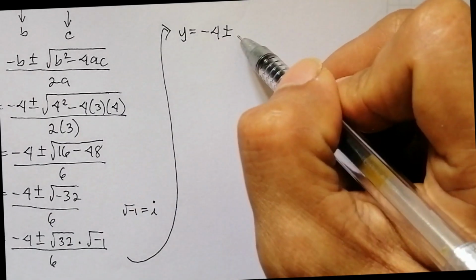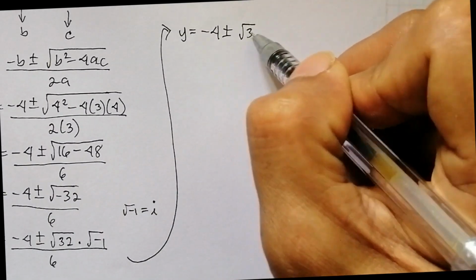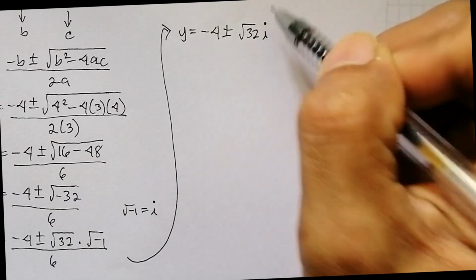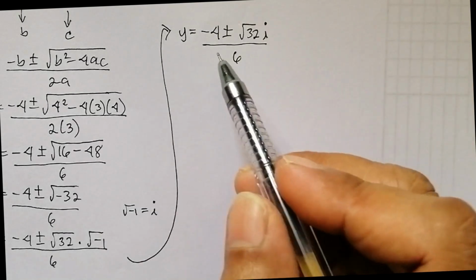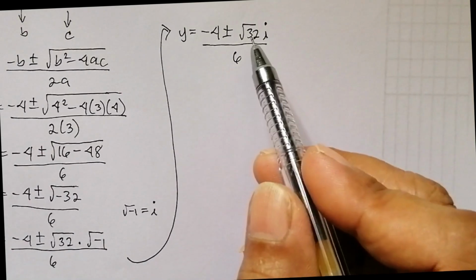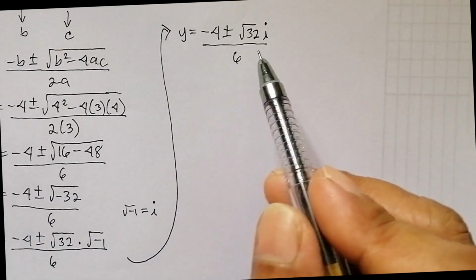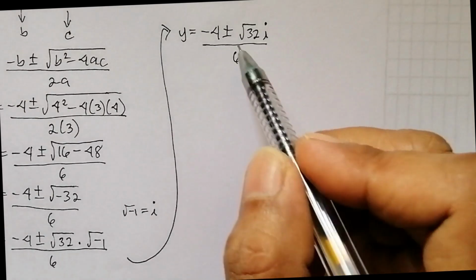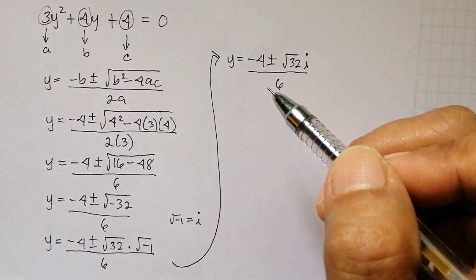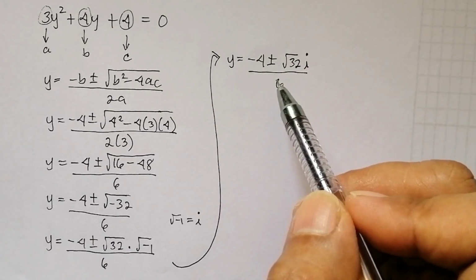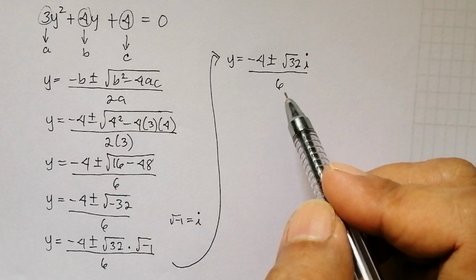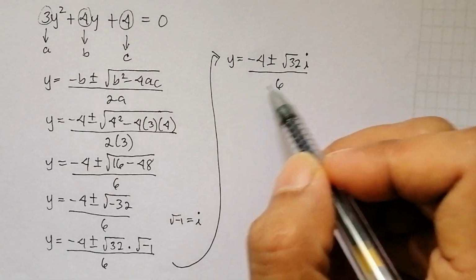Now we've got the value of y is equal to negative 4 plus or minus the square root of 32 i all over 6, which is not the solution of the given equation, so the value of y is in complex form. Therefore, the obtained value of y is rejected, meaning no solution for the given equation.